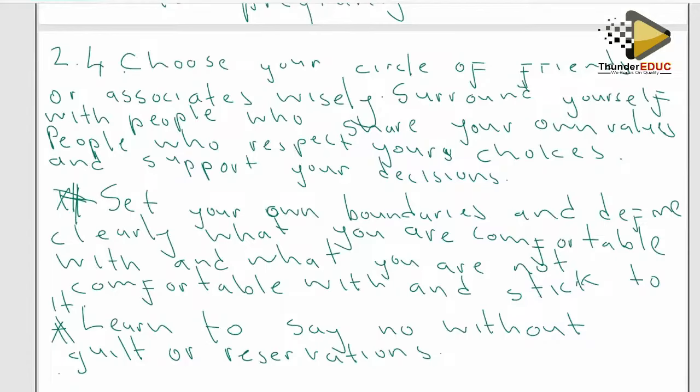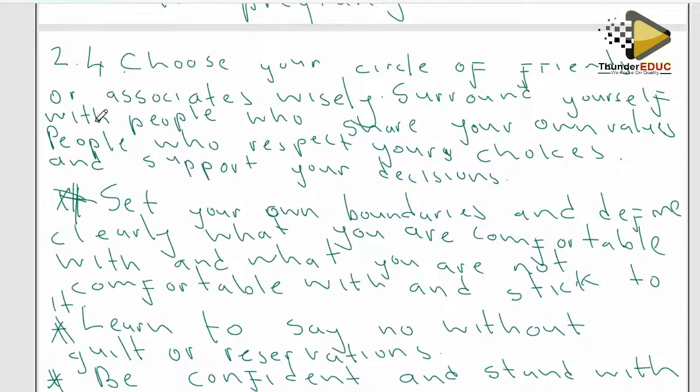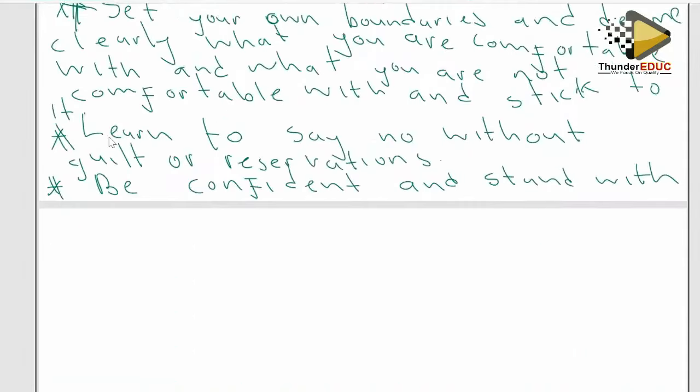Then you also need to be confident. Be confident and stand with your decisions. When you make a decision, stand with it. You need to be confident and stand with your decision.